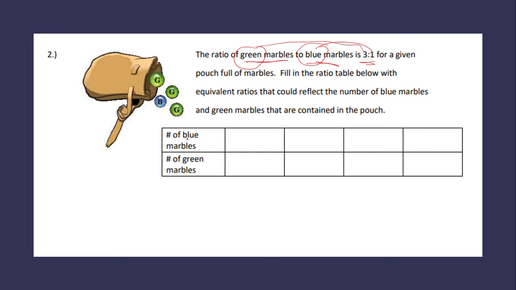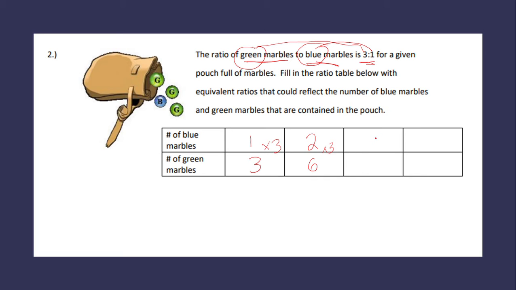So here it says number of blue marbles. So this would actually be a 1, and the number of green marbles is 3. So for every blue marble you have 3 greens. So how are we getting from 1 to 3? Well, we're multiplying by 3. So that's the proportional relationship. Each time we're multiplying by 3. So if we had 2 blue marbles, we would have 2 times 3, which is 6 green marbles.